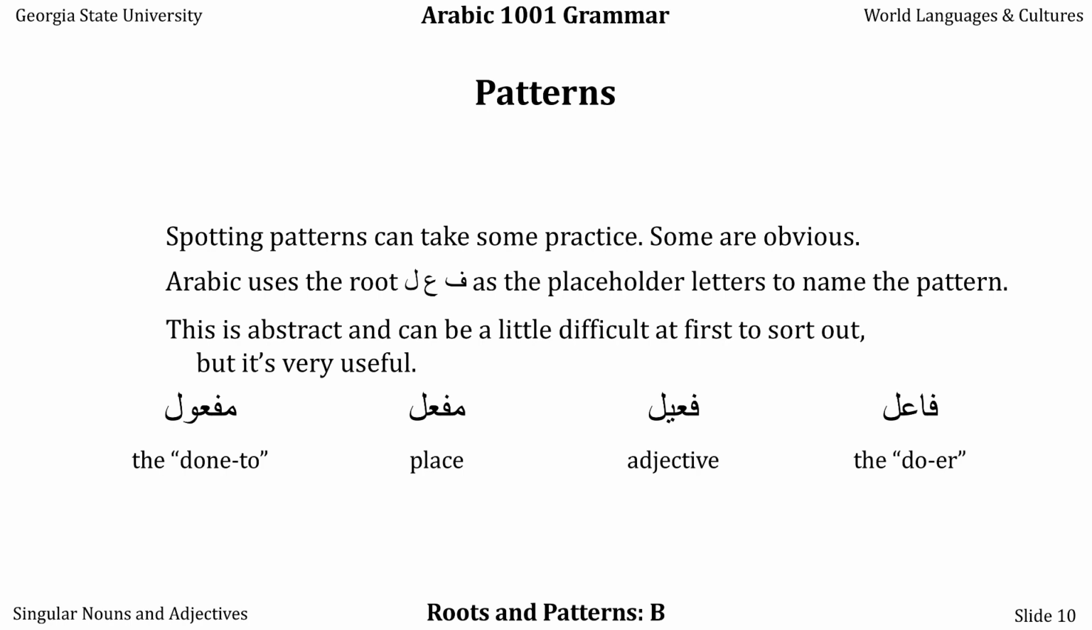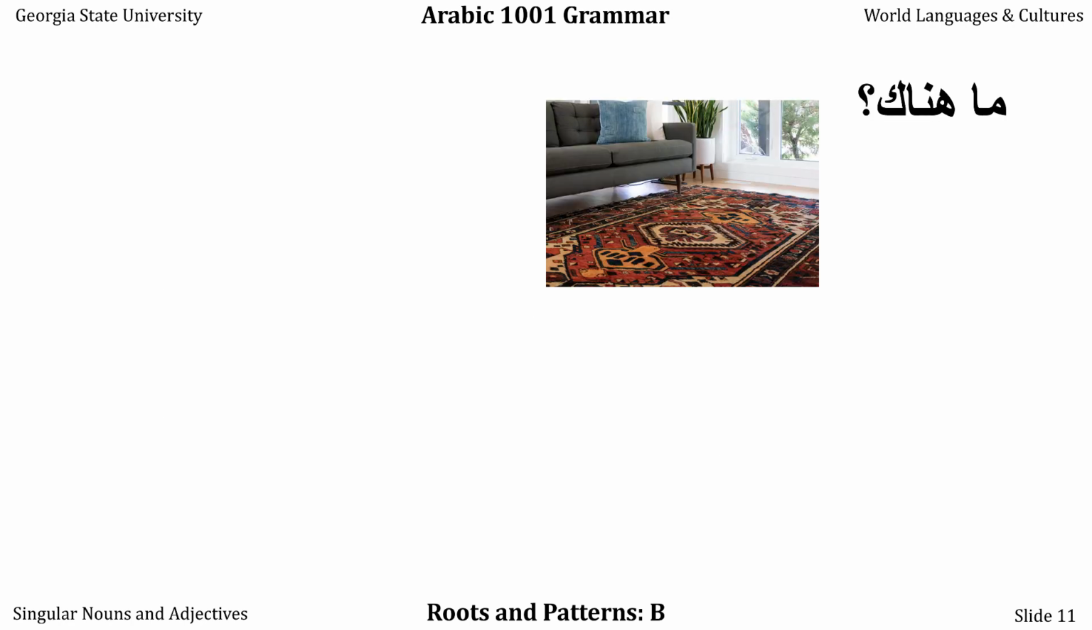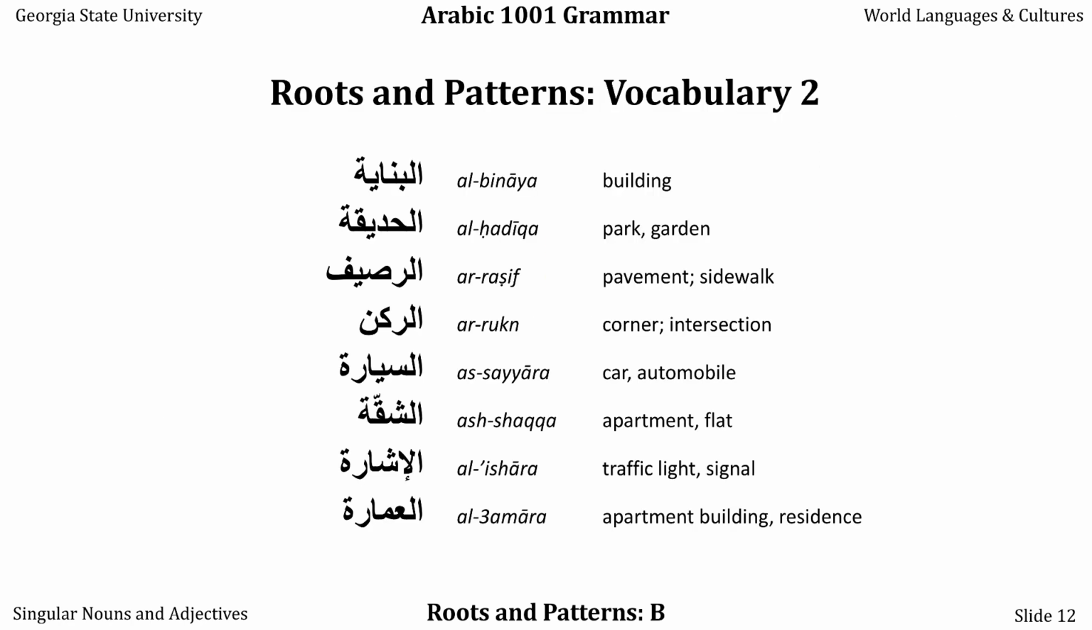This whole system is a little bit abstract. When we use fa, ain, lam as the placeholder root, it can be a little difficult at first to sort out. So be sure to ask for help if you need it. But it's very useful, and once you get over the hump of sorting it out, it's extremely useful in expanding your vocabulary. In fact, let's expand our vocabulary right now.